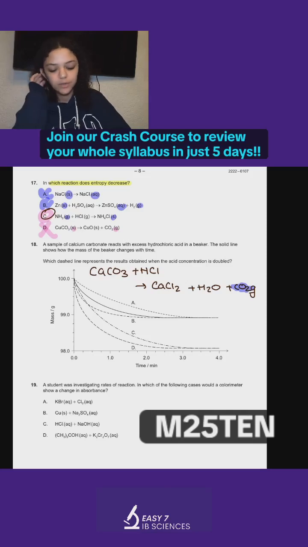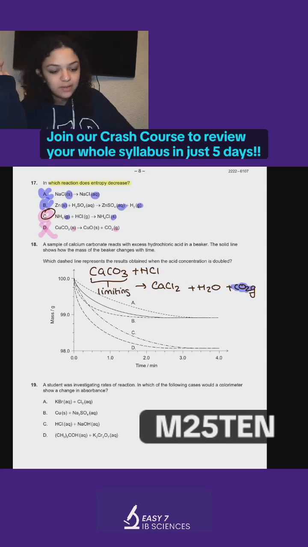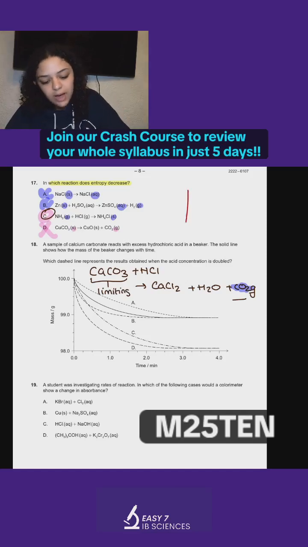Limiting. Okay, we got that. So I know that this is my limiting. So only the molar ratio of this is going to affect how much CO2 I produce. Okay, remember that. Here I have in my closed environment HCl reacting with particles of calcium carbonate.